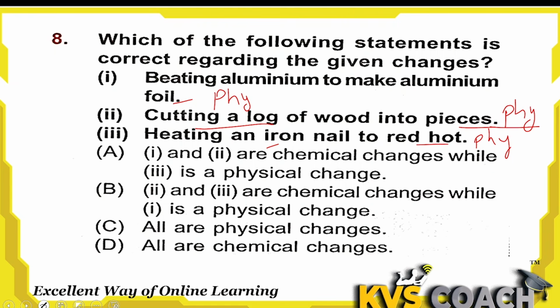Okay, so it means heating of an iron nail or heating of any metal cannot change the chemical composition. This is just a physical change. So all these three have physical change, no chemical changes. So C is the right answer here for physical change.